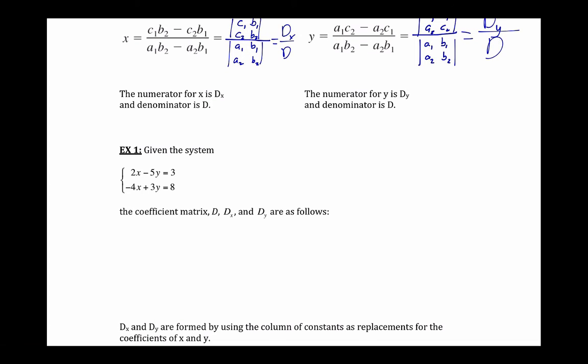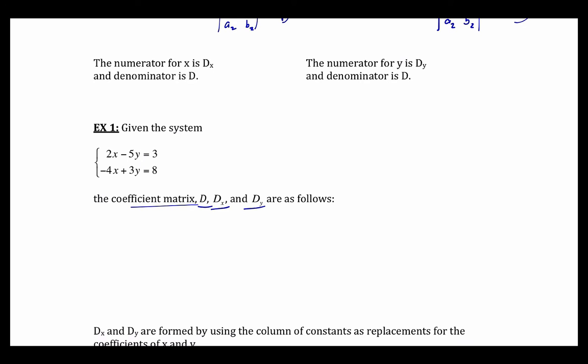So let's first figure out how to even write these. Given the system 2x minus 5y equals 3, and negative 4x plus 3y equals 8, we're asked to find three things: the coefficient matrix d, d sub x, and d sub y. The coefficient matrix is just making a matrix out of our coefficients. So our top row is going to be 2, negative 5. Our second row is going to be negative 4 and 3.